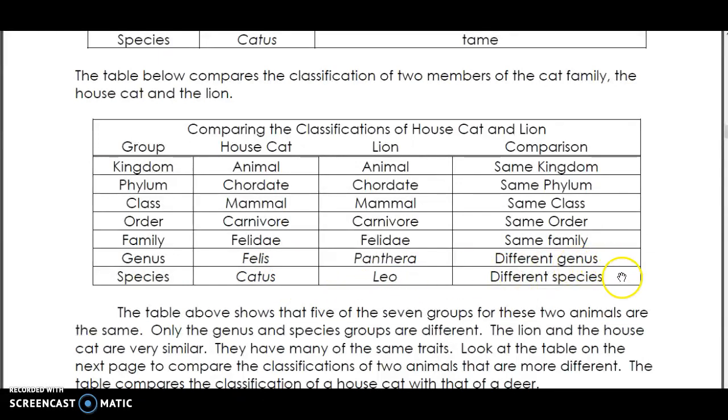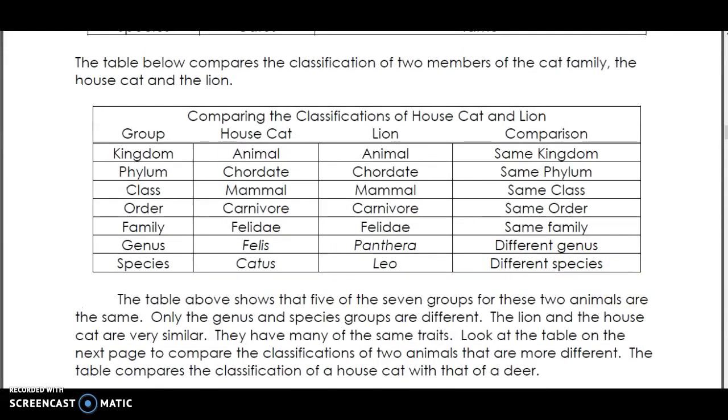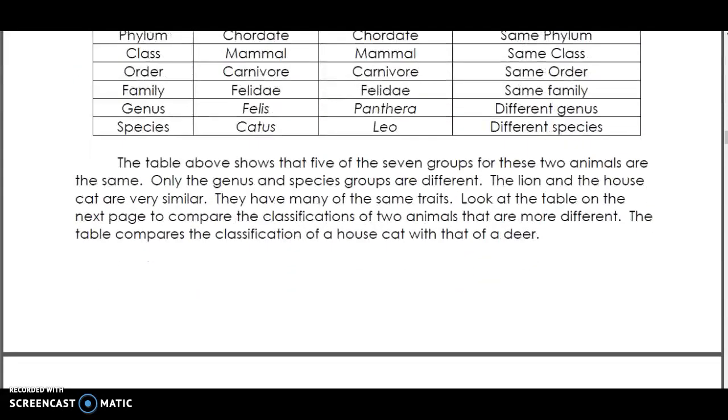So they have different genuses and different species. The table above shows that 5 of the 7 groups for these 2 animals are the same. Only the genus and species groups are different. The lion and the house cat are very similar. They have many of the same traits. Look at the table on the next page to compare the classifications of 2 animals that are more different. The table compares the classification of a house cat with that of a deer.